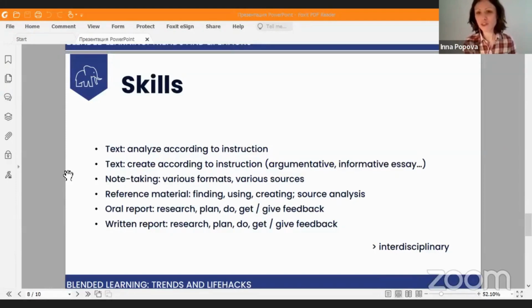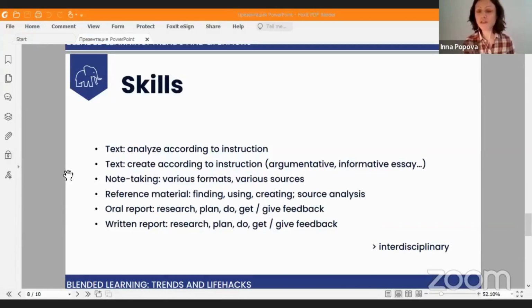Source analysis is also very, very important. For example, there are different types of dictionaries, and there are different dictionaries of the same type. One is better, one is worse. They learn to understand which one they should use. In other subjects like history or literature, they also use the same skill, just not with dictionaries.